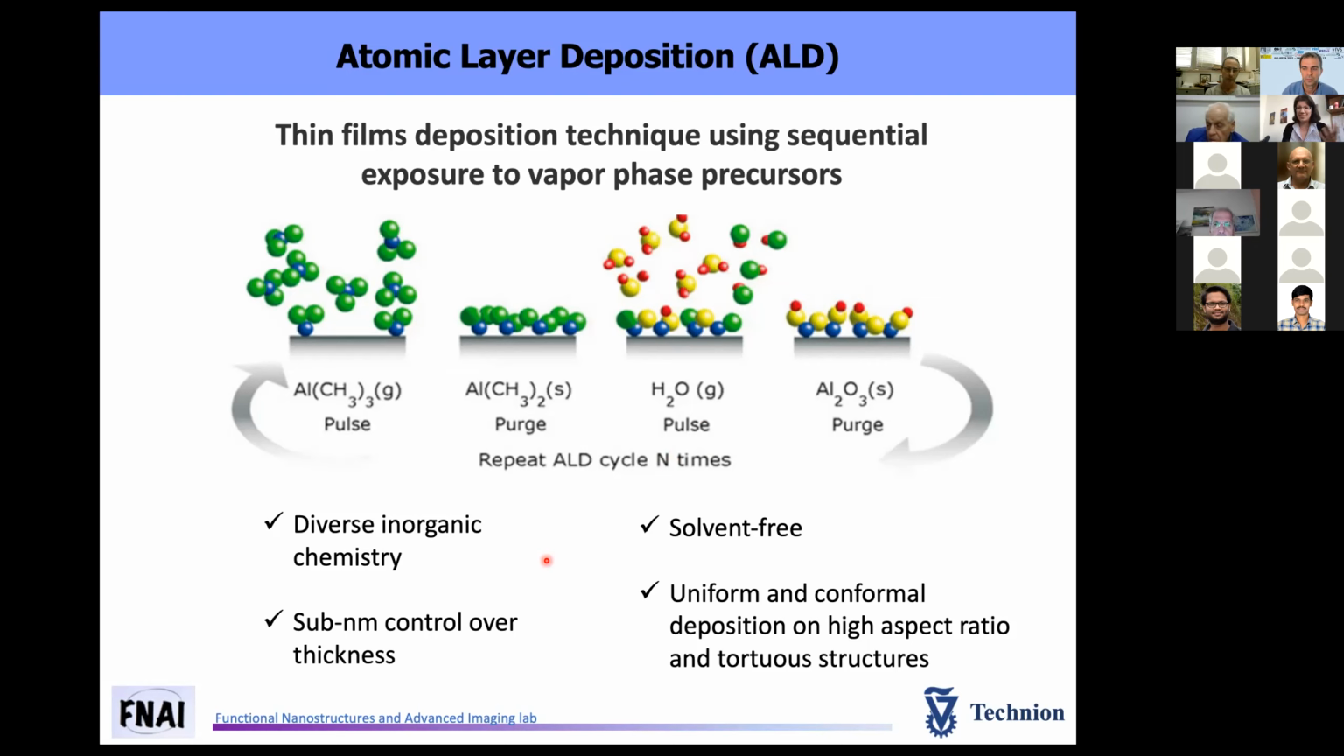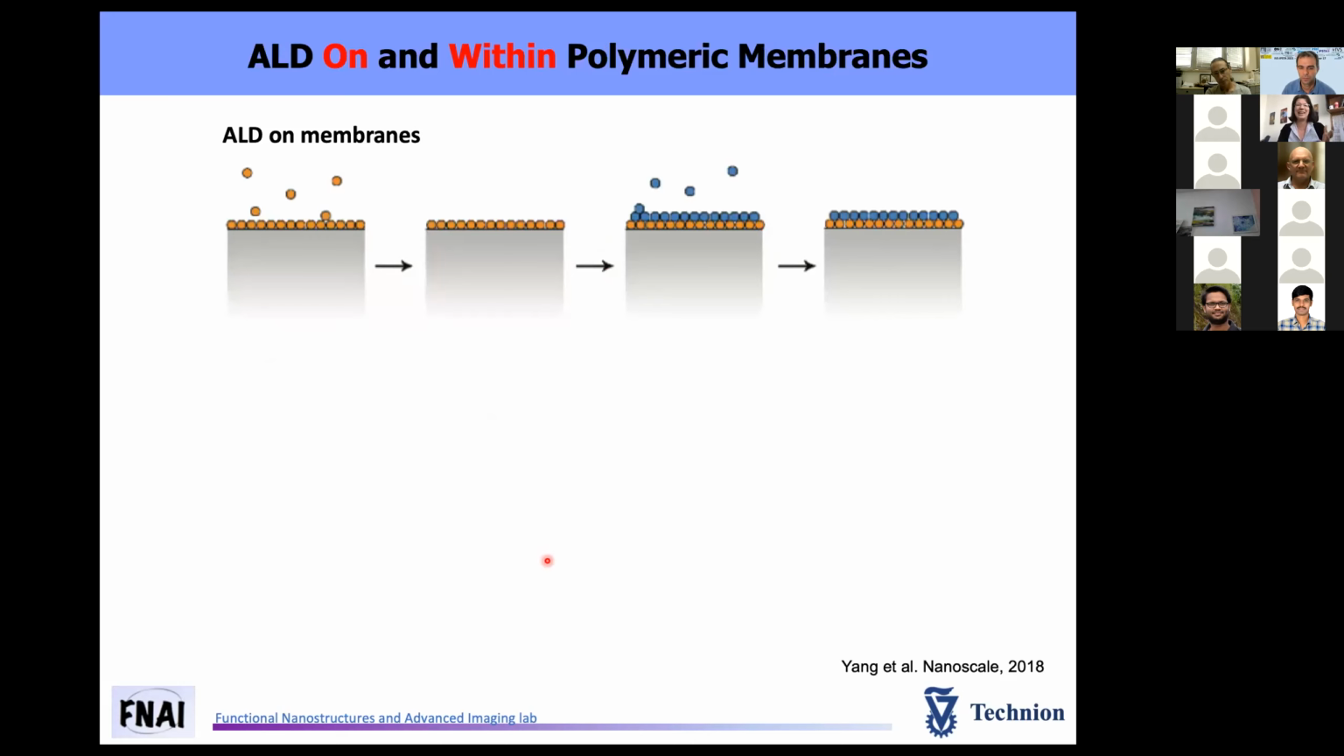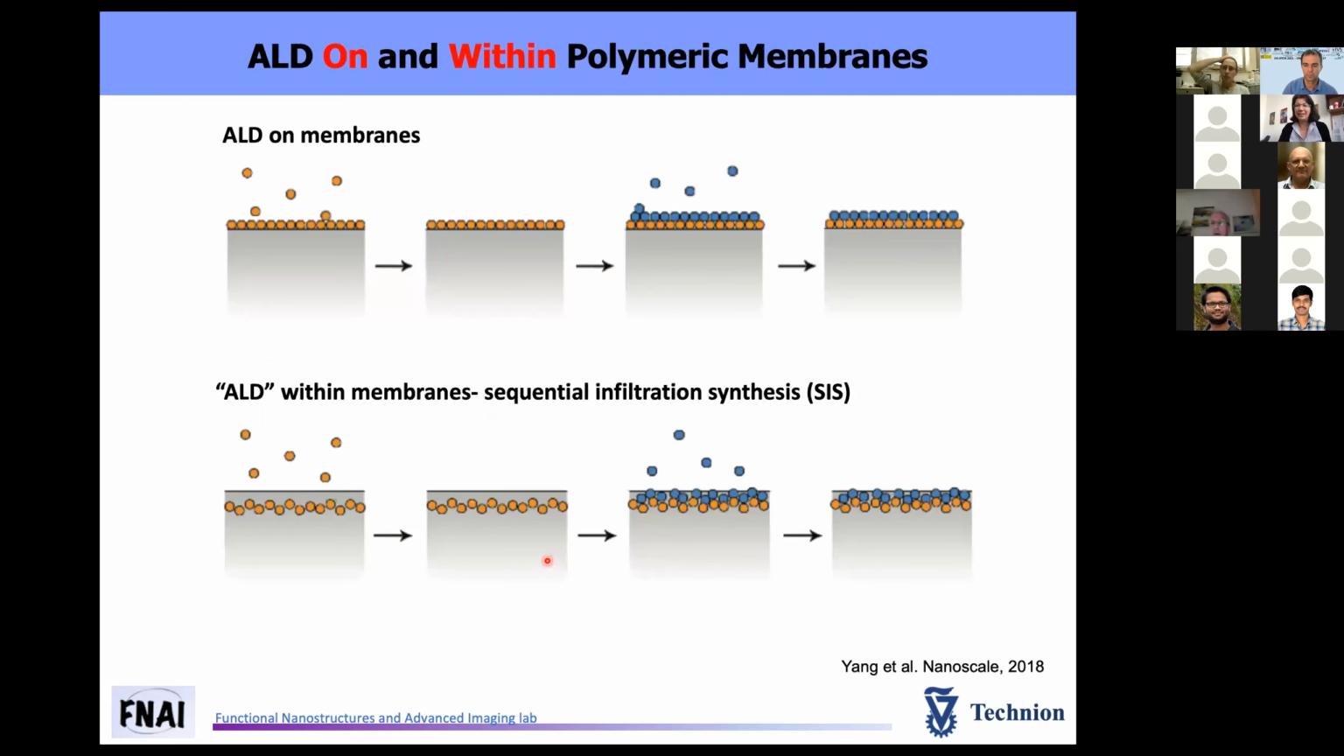Although ALD is mature, mainly it's been used for inorganic materials growth on inorganic substrates. Only in the last decade or so, people started to ask what happens when you do ALD on polymers. So today I'm going to show you two types of ALD on polymers, and specifically on polymer membranes. One is classic ALD, but on polymers. And the other one is ALD within polymers, what is called sequential infiltration synthesis. We drive the precursor into the polymer and grow the inorganic material.